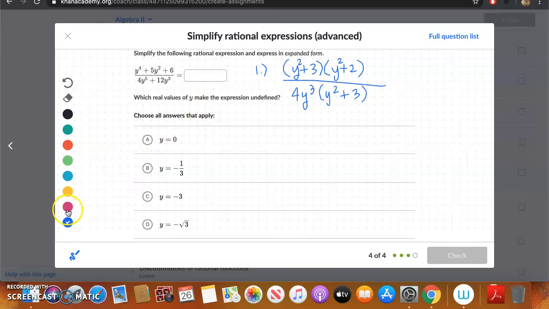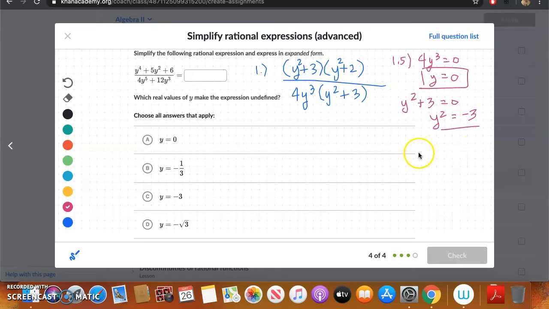And now let's do our restrictions. Again, set each of these denominator factors equal to 0. So 4y cubed is equal to 0, therefore y is equal to 0. That's one restriction, and then y squared plus 3 is equal to 0. Well, that's going to give us negative 3. That's imaginary, right? We have to take the square root. So square root of negative 3, that's going to be imaginary, so that's out. So there's our only restriction right there.